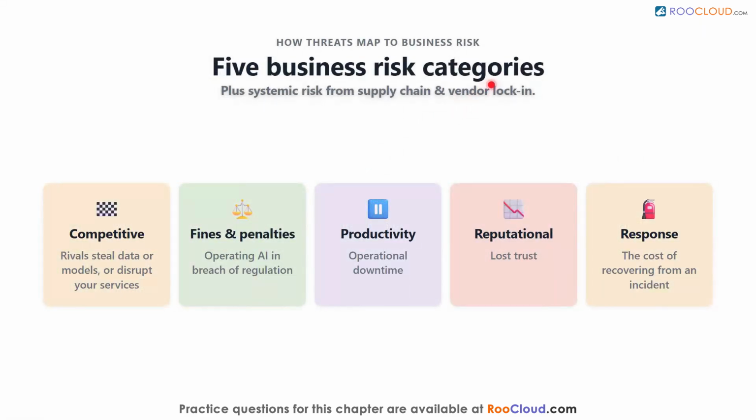Beyond the models themselves, systemic risks come from outside dependencies. Supply chain vulnerabilities across data, hardware, and software libraries, and vendor lock-in, where leaning on a single provider means their outage becomes yours.